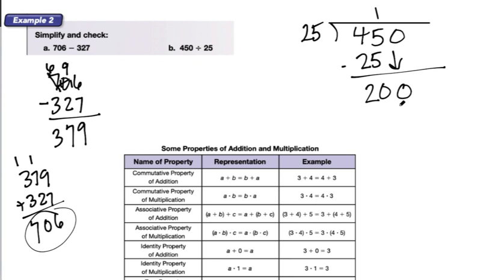Can 25 go into 200? You betcha. And it goes in there 8 times. 8 times 25 is 200, and I'm done. So now I can write 18 here, but we got to check it. How do we check it?